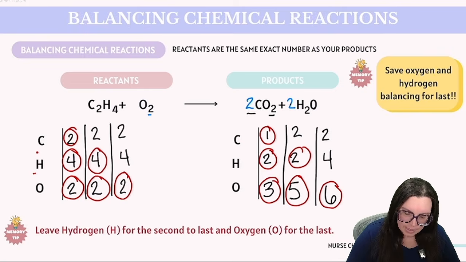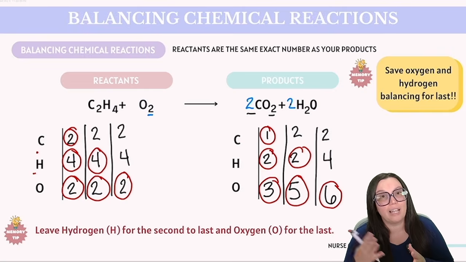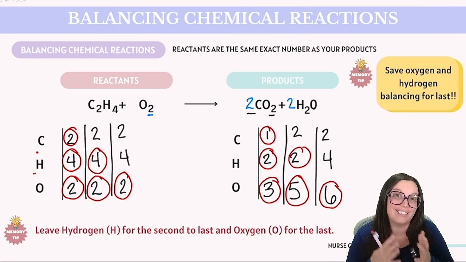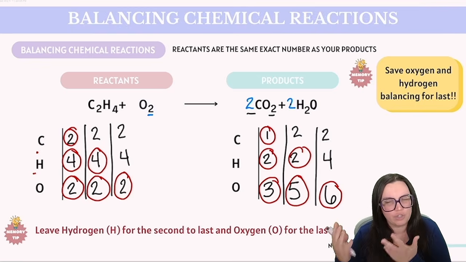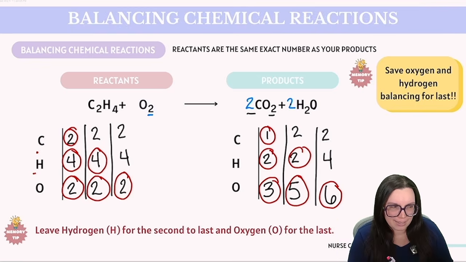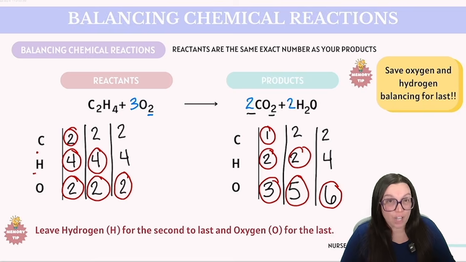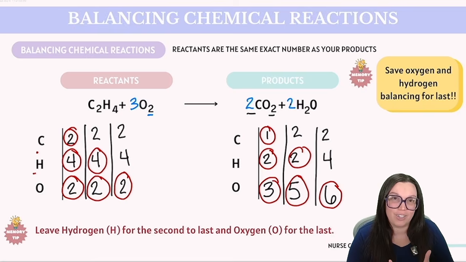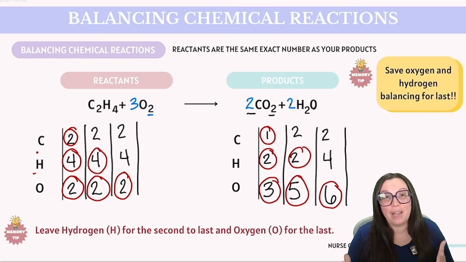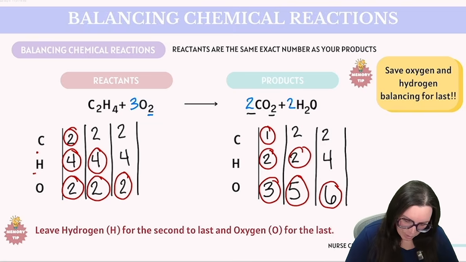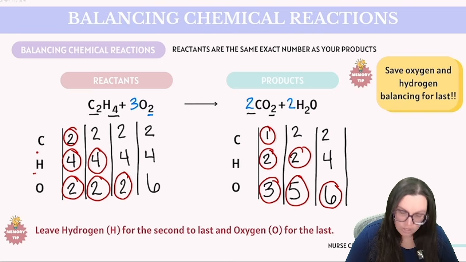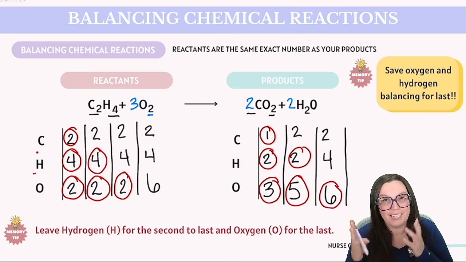Because I have a subscript of 2, I need to multiply that by my coefficient in order to get 6. So what can I multiply 2 by in order to get 6? You got it. I'm going to multiply it by 3. So I'm going to add the 3 coefficient in front of my oxygen molecule on my reactant side. And now we're going to tally them all up again. So over here I have 2 carbon, I have 4 hydrogen, and now I've got 6 oxygen because 3 multiplied by 2 gives me 6.